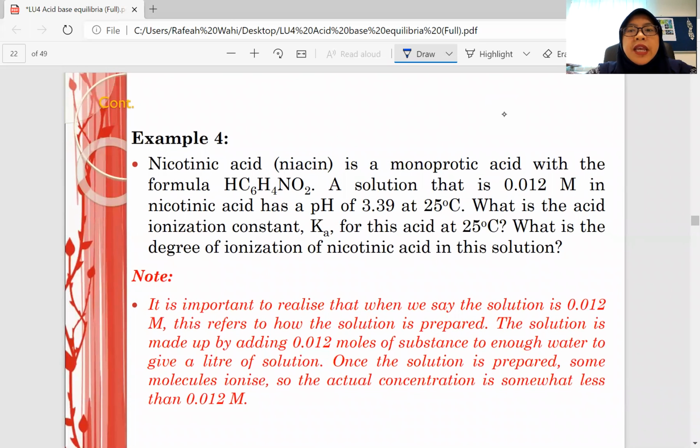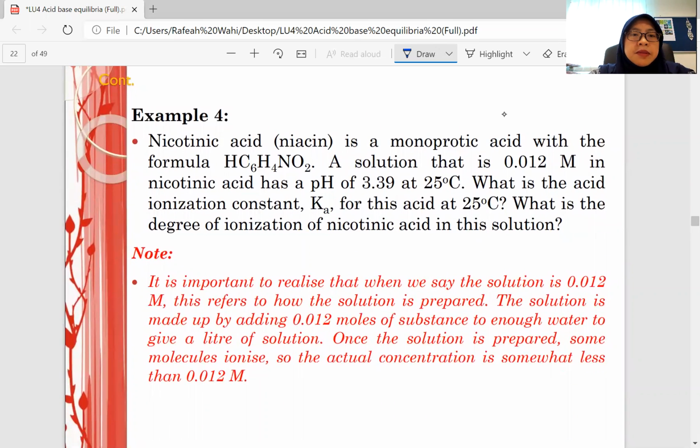Now, we have learned all the equations related to weak acid equilibria just now. We have learned that Ka is equal to the concentration of hydronium ion times concentration of conjugate base divided by the concentration of initial acid. And we have also known that percent ionization is equal to the concentration of hydronium ion at equilibrium divided by the concentration of initial acid times 100%. So this is the time for us to apply this equation into solving acid-base equilibria problems, right?